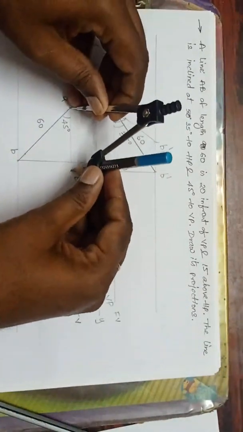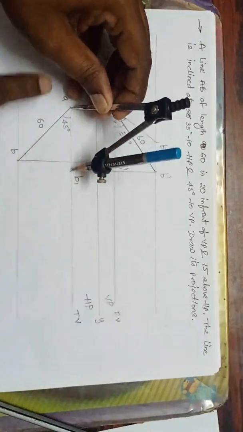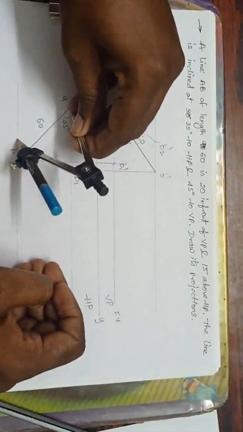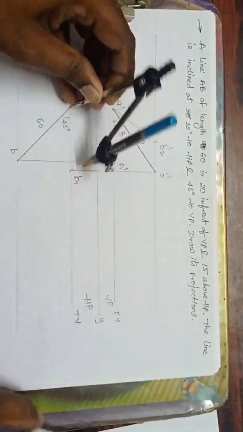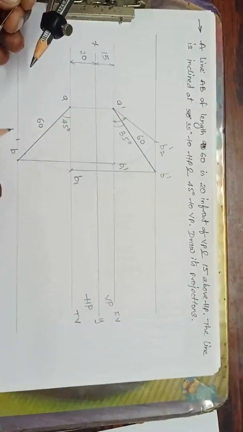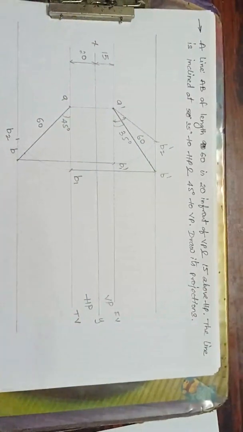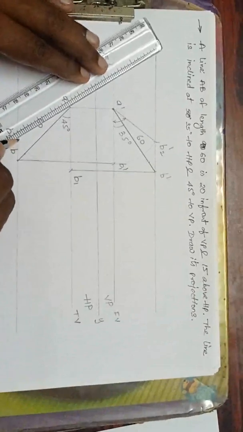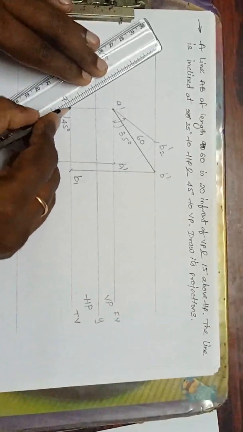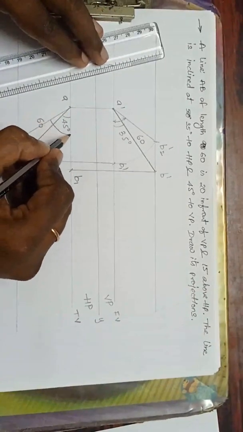Now, next what to do? Take a radius A, B1, A as center. Draw up to the locus of B. Now what is this? This is B2. Now join B2 and A like this.